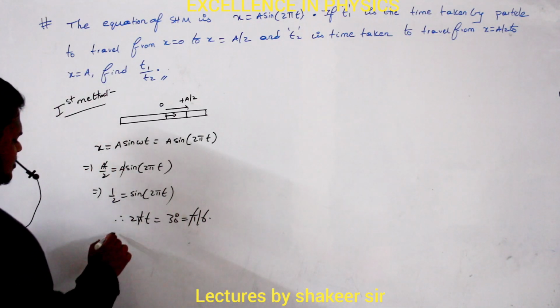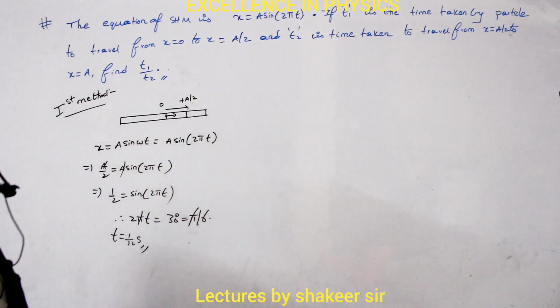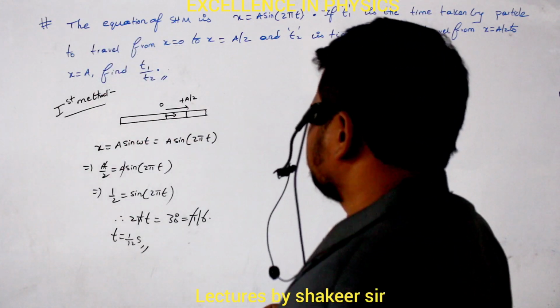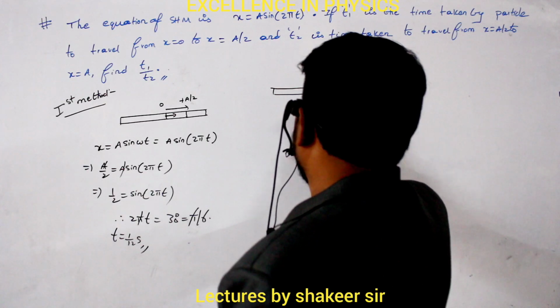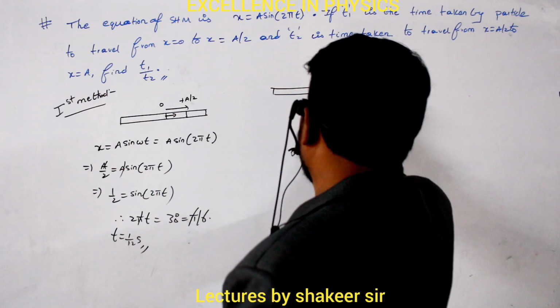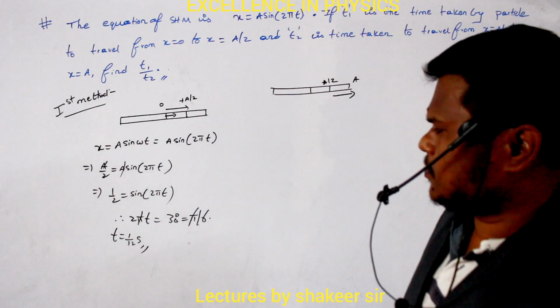So pi and pi get cancelled. So t is equal to 1 by 12 seconds. Are you able to understand? Similarly, now let us study the second condition. The second condition is the time taken by the particle to travel from plus a by 2 to a. That is from here to here, what is the time taken? That we are supposed to find out.